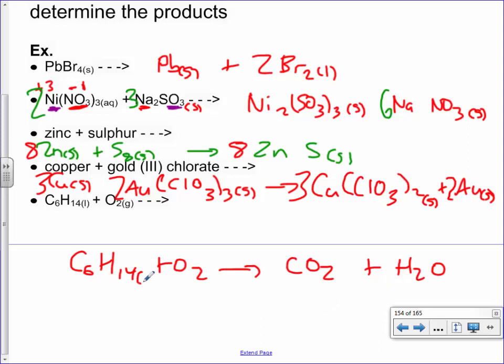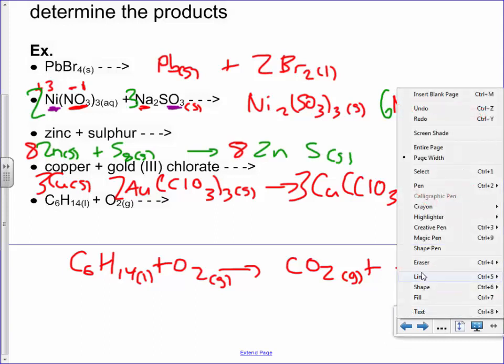Just throw those states of matter back in. This guy was a liquid because it's kind of a medium-sized molecule. This guy's a gas. That's a gas. And there's a really good shot that if you blow something up, water will be in the form of vapor. So all we got to do is balance.